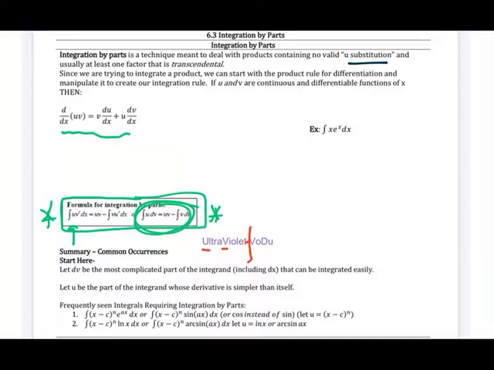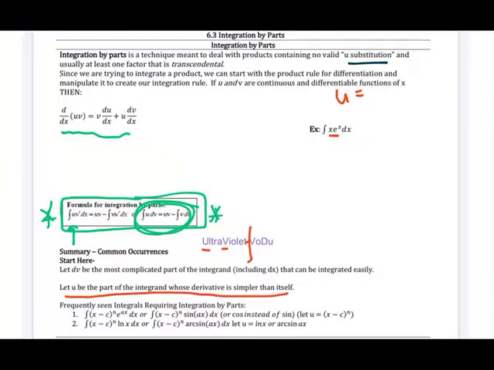So what you are going to do is you are going to define u to be the part of the integrand, which is x e to the x in this case, the part of the integrand whose derivative is simpler than itself. Let u be the part of the integrand whose derivative is simpler than itself.